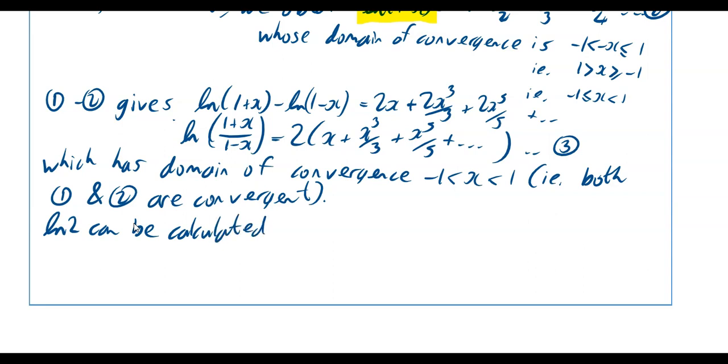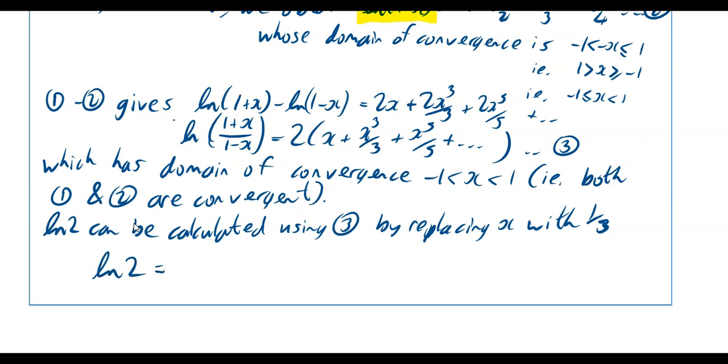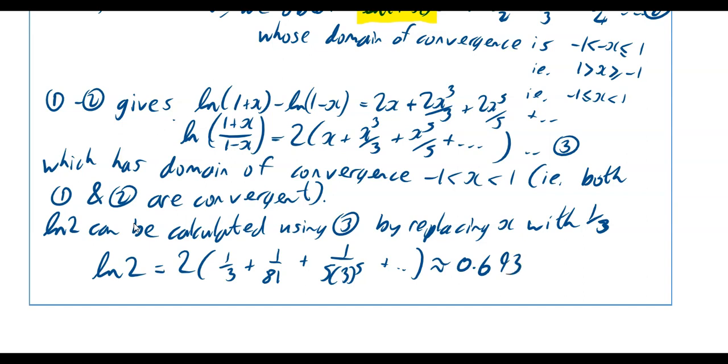Ln 2 can be calculated using series 3, by replacing x with 1/3, and I'll show you why that is in a wee second. So that means ln 2 is equal to 2 times 1/3 plus 1/3 cubed divided by 3, which would be 1 over 81, plus 1 over 5 times 3 to the power of 5, and so on. And if you did that, it gives you approximately 0.693, which converges more rapidly than equation 1.